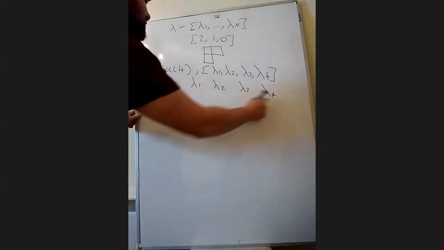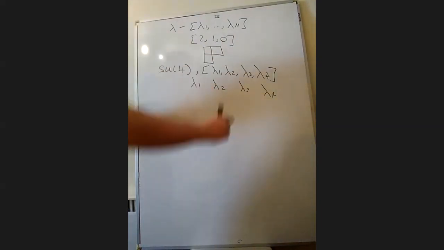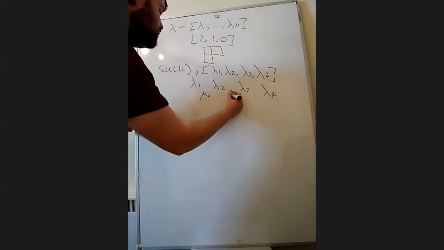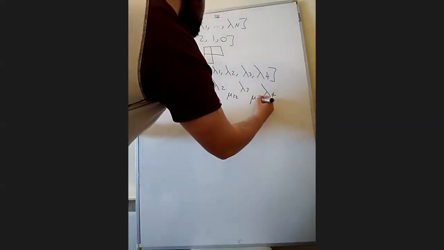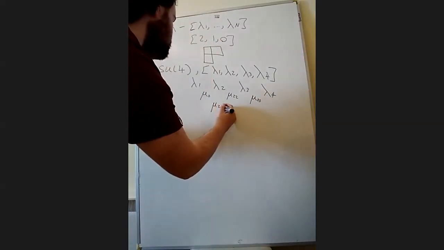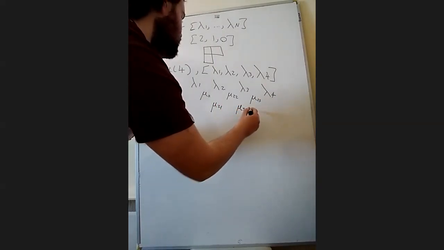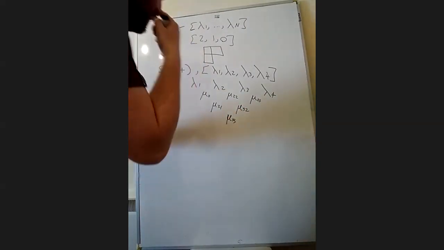So I put my weights, the highest weight of the spin chain, on top, and then I fill in a kind of triangular array below it. Here I put what I call mu 1 1. Here I put mu 2 2. Here I put mu 3 3. Here I put mu 2 1. Here I put mu 3 2. And here I put mu 3 1.